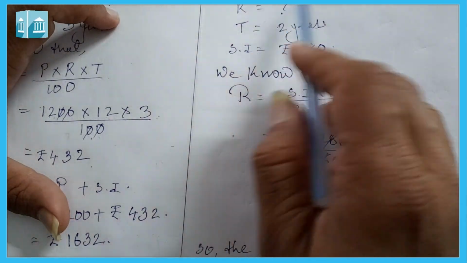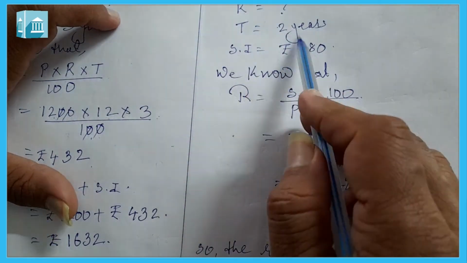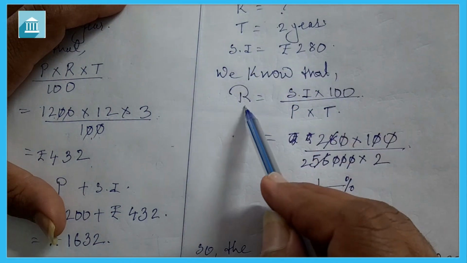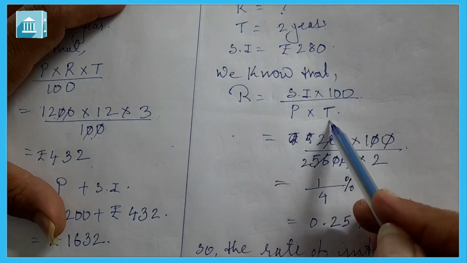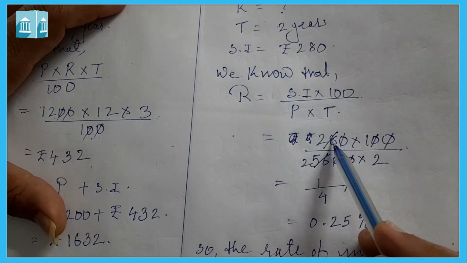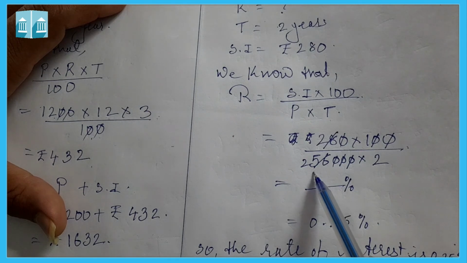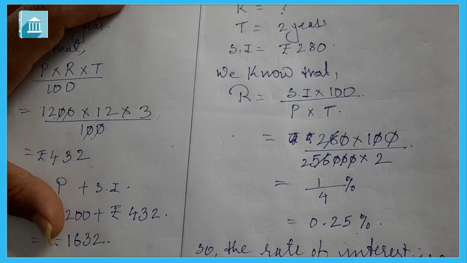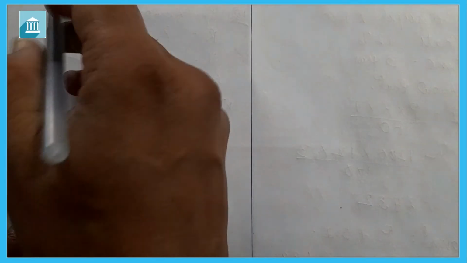Here P was given, R was not given, T is 2 years, SI is rupees 280. So R is equal to SI into 100 upon P into T. 280 multiplied by 100 upon 56,000 into 2, so 1 upon 4%, that is equal to 0.25%. Now let us see the last question, that is question number 11.